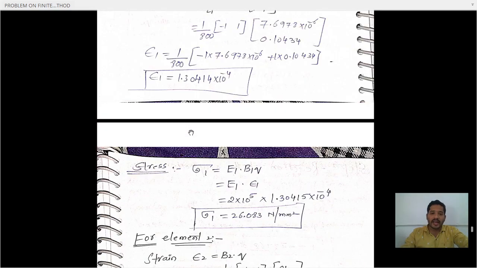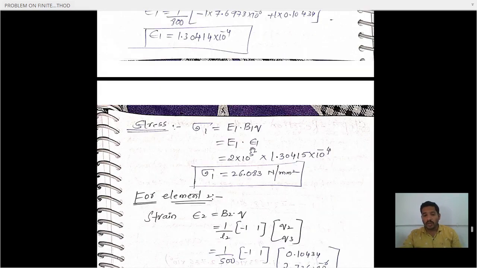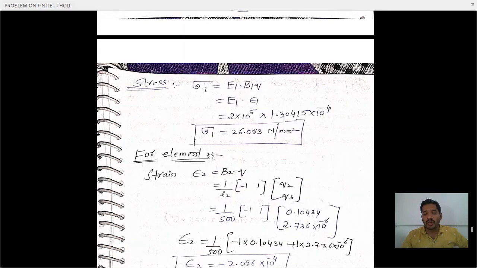Okay. After that, we need to follow the same concept here. The stress is equal to the modulus of elasticity, or Young's modulus, times strain. Okay, so E1 into ε1. This capital E indicates the modulus of elasticity, or Young's modulus. How much did we get here? 2 into 10 power 5 for the steel, times the strain. How much did we get here? 1.30414 into 10 power minus 4. If you multiply, then you will get the value of stress as 26.083 Newton per mm square. We got the value of stress for the steel.